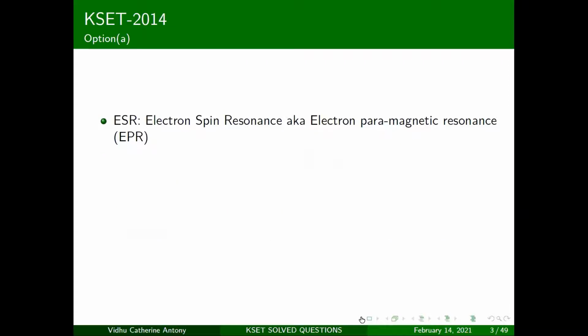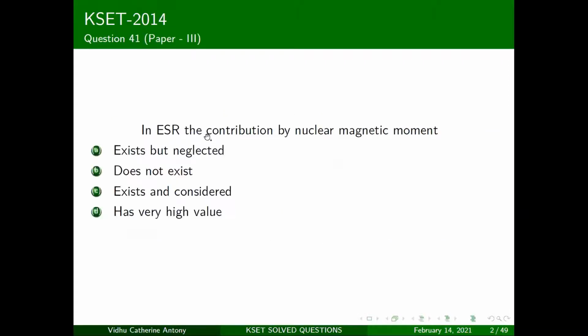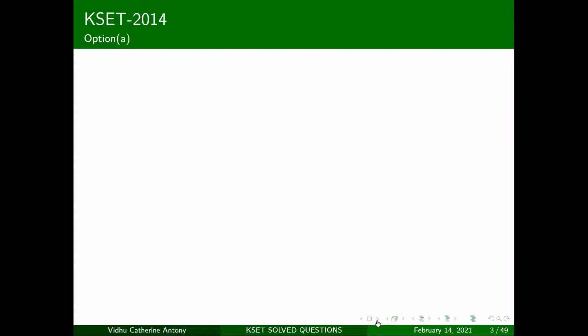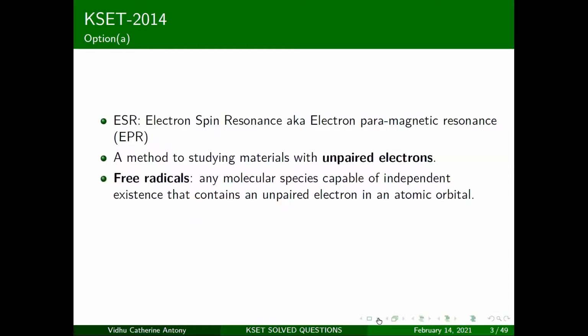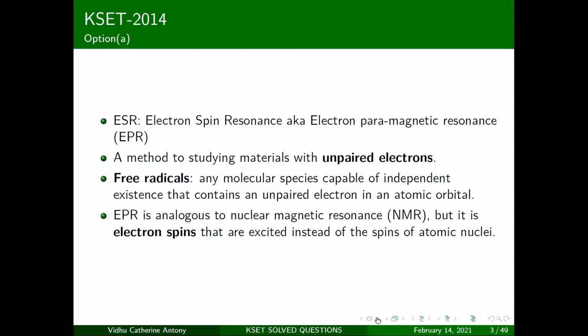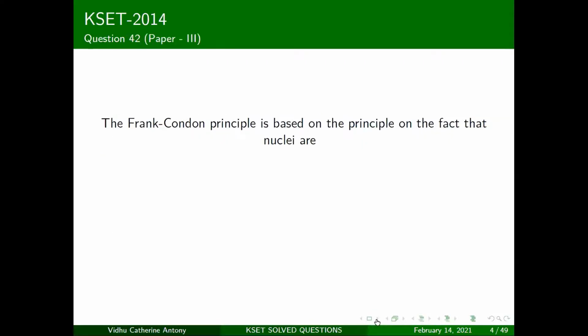So let's go back to the question. In ESR, the contribution by nuclear magnetic moment exists, but it's neglected. So it's option A. The thing is that you do have nuclear magnetic moment, but you're not going to be using it in electron spin resonance. The name itself tells you what the answer is, in fact, if you know what the full form of ESR is.